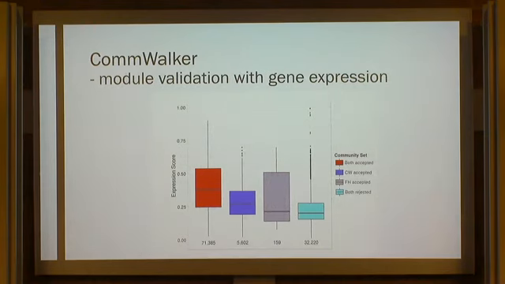So if I look at the set which was both accepted, I get that red grouping. If I look at the set that was CommWalker accepted, I get the blue grouping. And if I look at the set that's only functional homogeneity accepted, I get the grey, and both rejected is the blue. So from this, it's clear that if they both say it's true, then actually that's got the best correlation of all. And that's nice, because these are two methods. They are related in a lot of ways, but they're not giving you identical results, and so that's good.